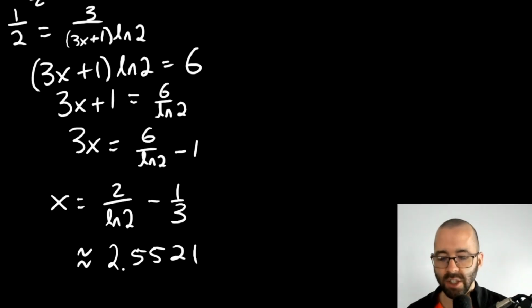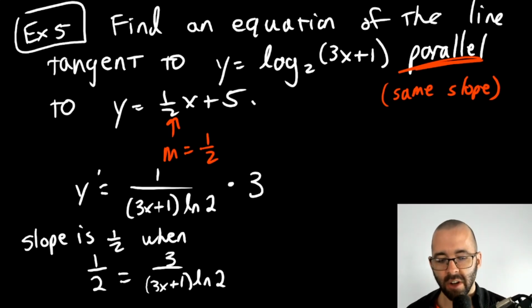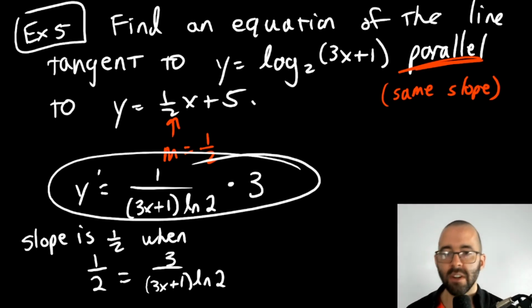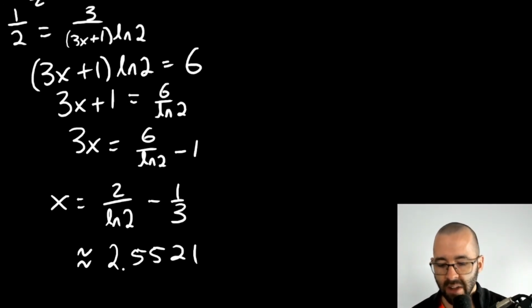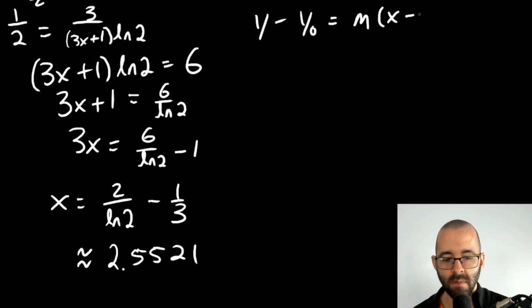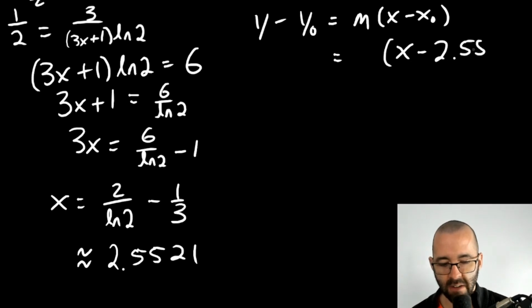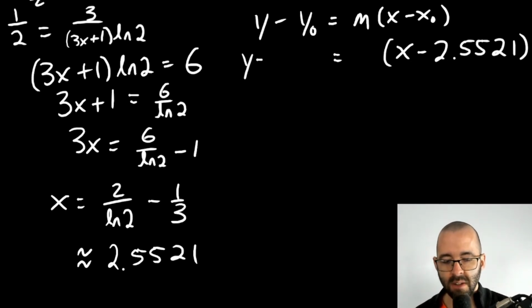So this is the location. We're looking for an equation of the line tangent to this function that's also parallel to this other function. So we said, here's the slope of our function at any point. We want to find when the slope of this function is equal to 1/2, and we found that it was about 2.5. Now we just use point slope form. We found the x coordinate, about 2.5521. We have to find the y coordinate, and we already know our slope is 1/2.